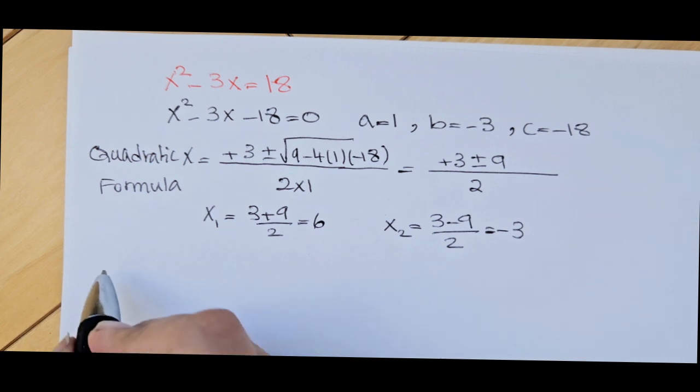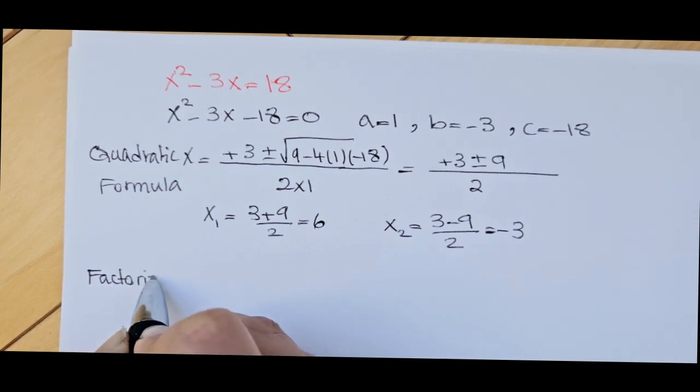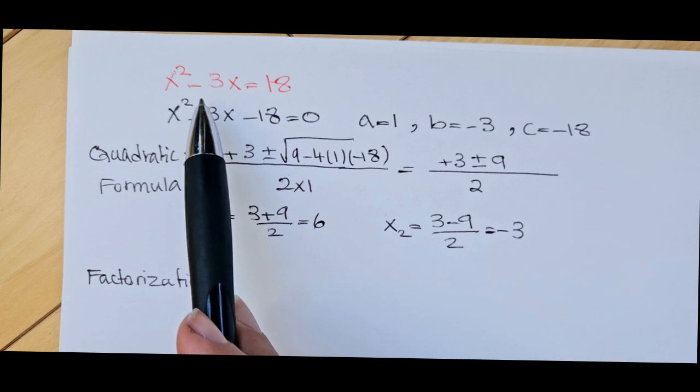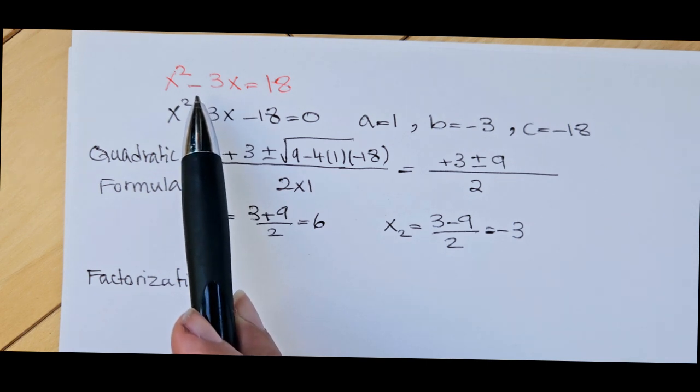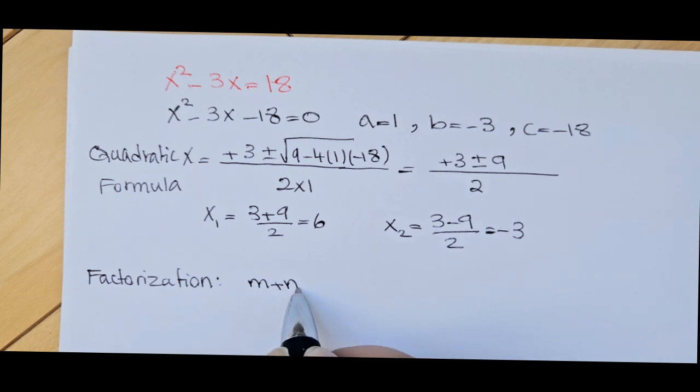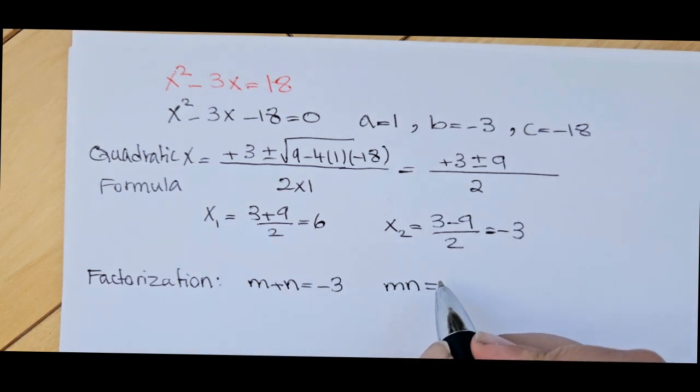Now let's try to use the factorization method. If I want to use the factorization method, I'm looking for two numbers which, if I add them together, will be negative 3, and if I multiply the same two, I would get negative 18.